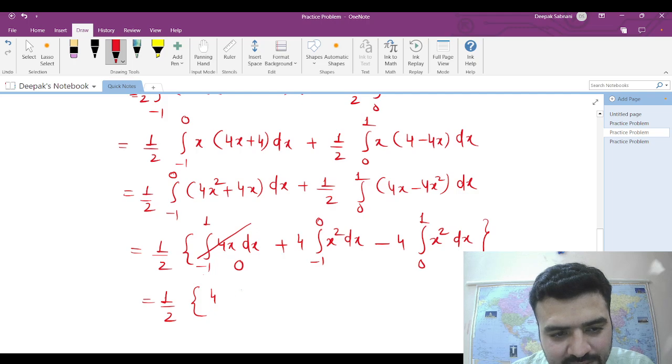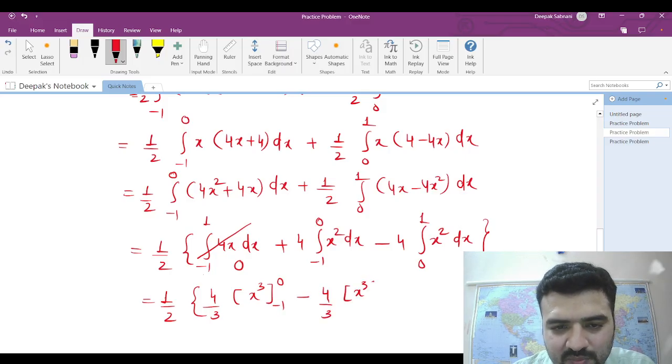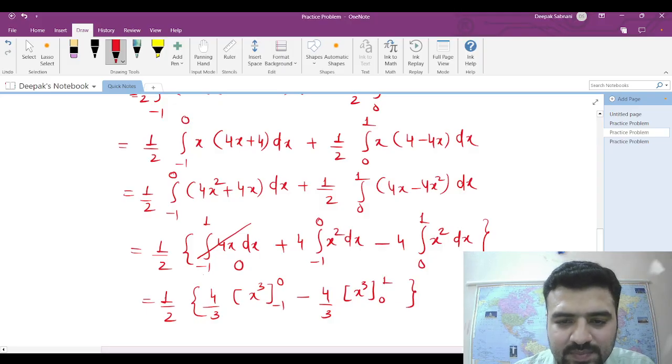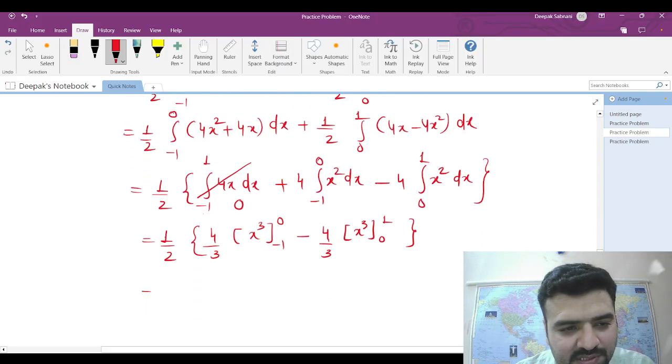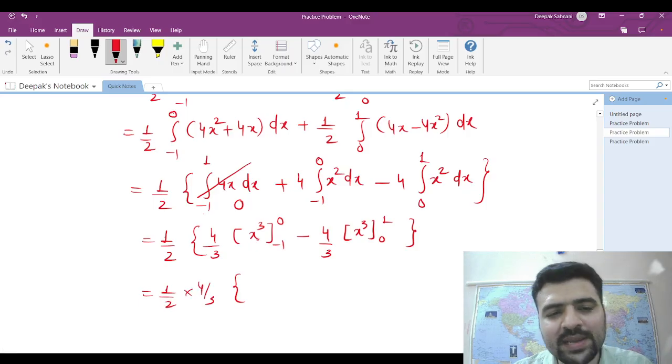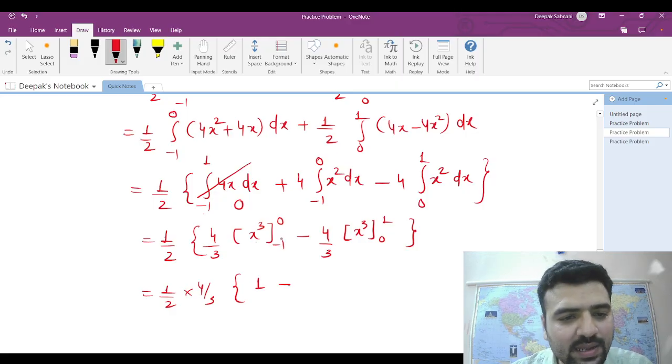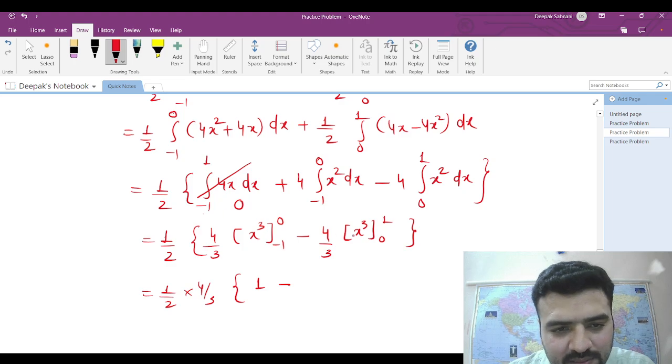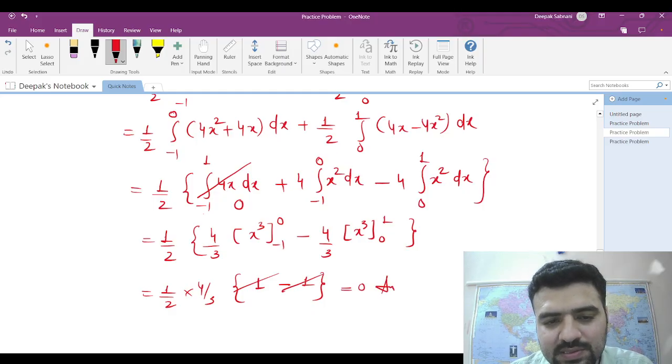So 4, just now integrate it. x cube by 3, 3 I am taking outside. Minus 2 0 minus 4 by 3 x cube 0. So half is outside. 4 by 3 I can take out. 0 minus of minus 1 cube. It is minus of minus 1, that is plus 1. Minus, and here 1 minus 0, that is 1. Because 4 by 3 are already taken out. So 1 and 1 will cancel out. Answer will be 0.